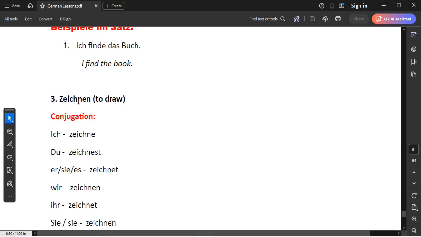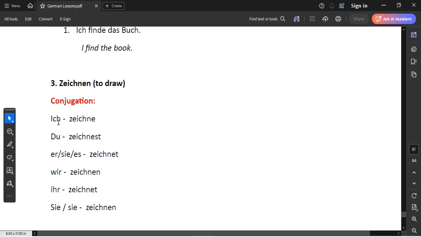Now we are going to look at the verb stem that is ending with n. We have zeichnen, which means to draw. Conjugation: ich is going to remain the same, which is ich zeichne. Du, the er/sie/es is going to change. We are going to add est when it comes to du, and that's why we have du zeichnest. Er, sie, es, we have zeichnet.